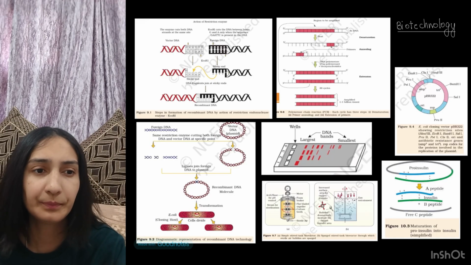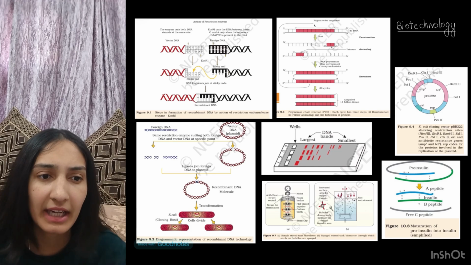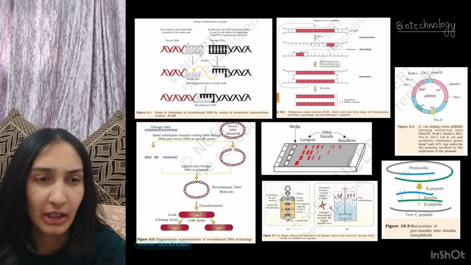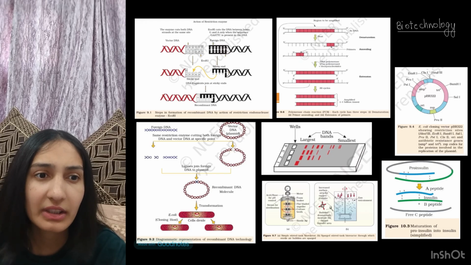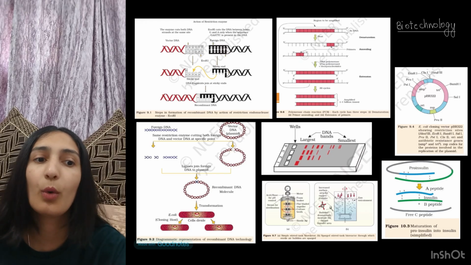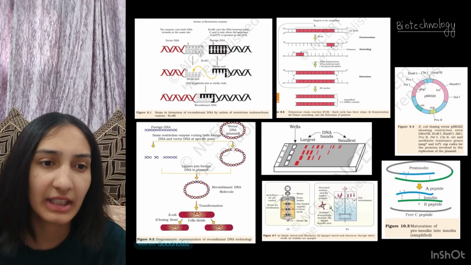Now next, for biotechnology, we have figure 9.1, where you can see the steps in formation of recombinant DNA by action of the restriction endonuclease enzyme, that is EcoR1, where you can see the enzyme cuts both DNA strands at the same time. Okay, that is the vector DNA. Then we also have the foreign DNA. EcoR1 cuts the DNA between bases G and A only when the sequence GAATTC is present in the DNA.